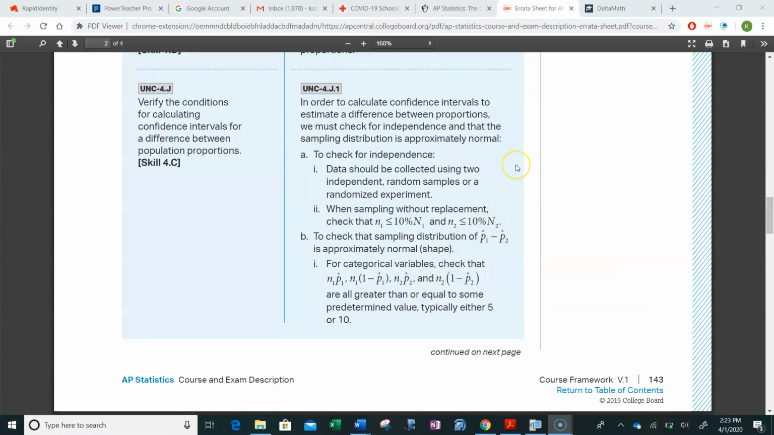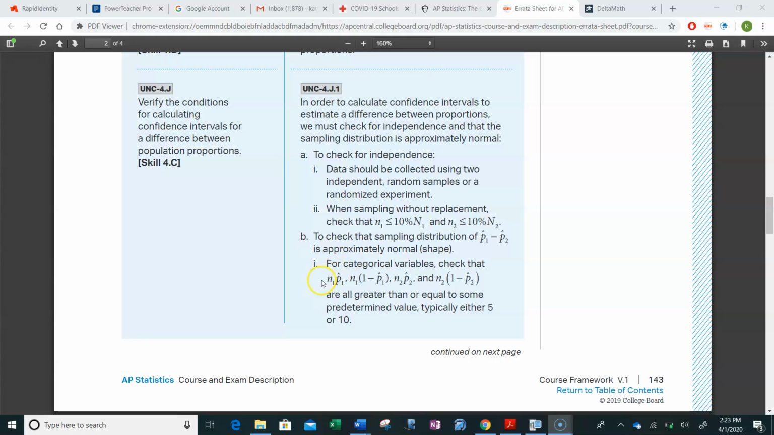All right, so for confidence intervals, it's really important that we check for independence. So data should be collected using two independent random samples or a randomized experiment. Now that we are doing two samples, it's important that we state that it's two independent random samples, not just saying random sample, because they have to be independent of each other. And then when sampling without replacement, make sure we check the 10% condition.